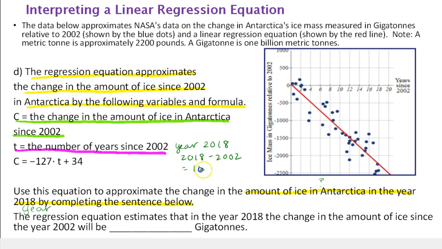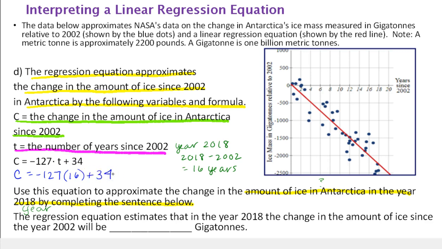And we get that 2018 is 16 years after 2002. Okay, now we're going to replace t with 16 to find the change in the amount of ice. So let's want a different color. So the change in the amount of ice, so every year since 2002, we're going to lose 127 gigatons of ice. It's 16 years since 2002. And now we add 34.